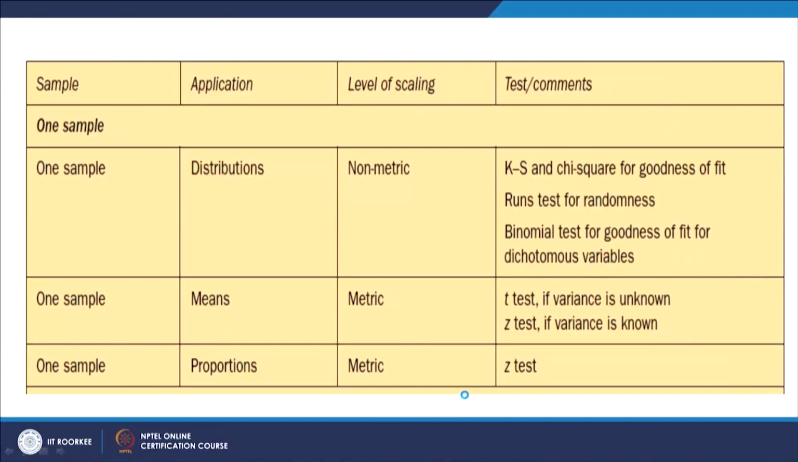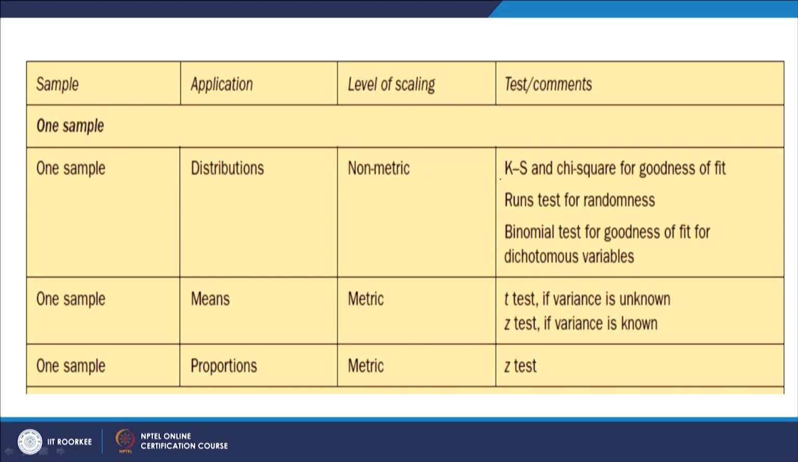So, what happens when the sample is one sample, the application, the distribution is given to you, the level of scaling and everything is given to you. Now, what are the tests that you use? In the case of one sample and it is a non-metric scale.